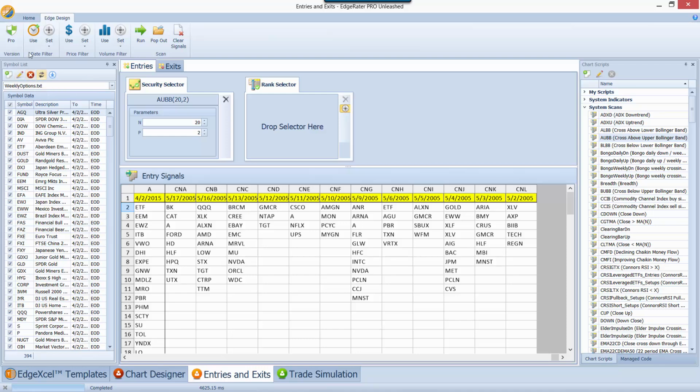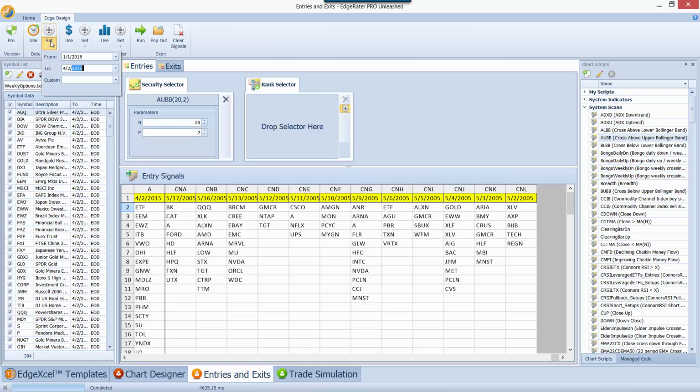Another way of doing it would be to use the date filter. So I can set a date filter to be, if I wanted to run this test for this year only, I could say 1/1/2015 to 4/2/2015.